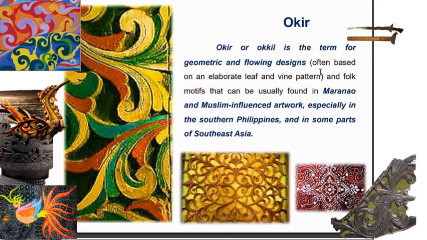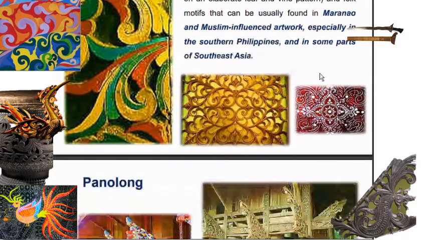Pwedeng design sa instrumento, okir din. Yung sarimanok, yung buntot niya, okir din. So, basically, every Muslim art, meron silang okir dyan. Often based on elaborate leaf and vine patterns, and folk motifs are usually found in Maranao and Muslim-influenced artwork, especially in the southern Philippines and some parts of Southeast Asia.